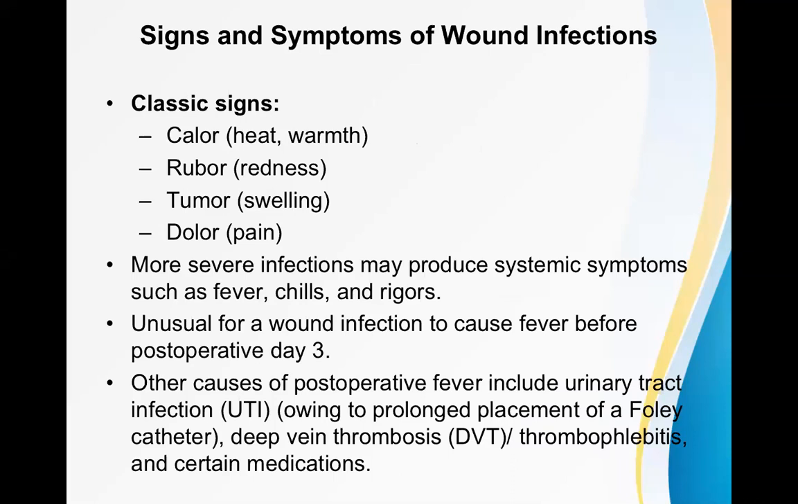So remember the same classical signs of inflammation like calor, rubor, tumor, and dolor. These are the Latin terms, and the meaning is: calor means increased heat or warmth, rubor, redness or erythema, tumor is swelling, and dolor is pain. So these are classical signs of inflammation. You have been learning this from the pathology lectures. Same thing happens here also. There is no difference. More severe infection may produce systemic symptoms like fever, chills, and rigor.